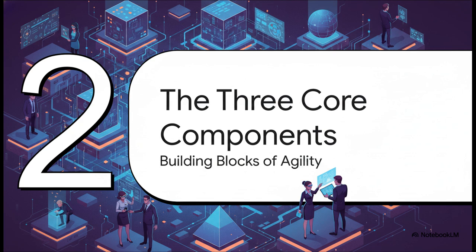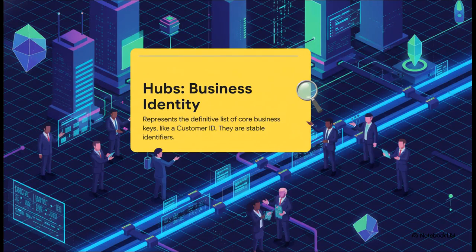Okay, so how in the world does it actually pull this off? Well, it all boils down to 3 really simple but incredibly powerful building blocks. First up, we have hubs. The easiest way to think about these is as the nouns of your business. They are the anchor for the whole model. They store one thing and one thing only: the unique, stable business keys, your customer IDs, your product SKUs, your employee numbers. Nothing else. This makes them rock solid, and they become the structural backbone of the entire data warehouse.